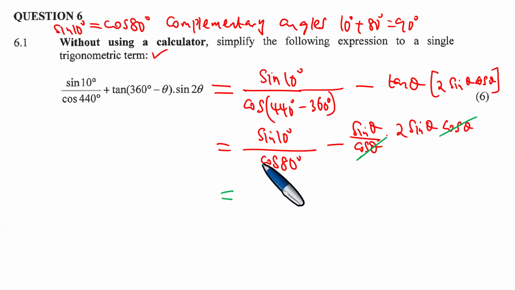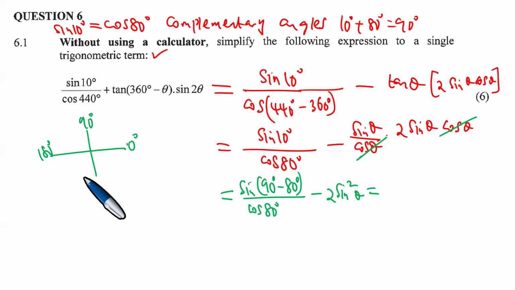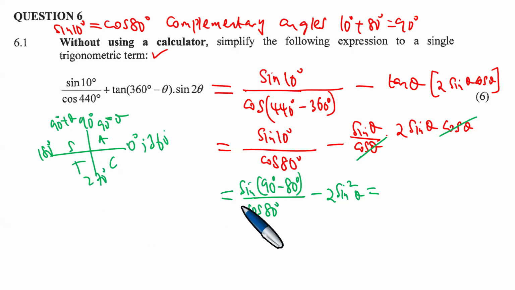So for a kid who does not know that the sine of 10 is cosine 80, the kid can write the sine of 10 as sine of 90 degrees minus 80 degrees, divided by cosine 80 degrees, minus 2 sine squared of theta. Now the 90 minus is in the first quadrant, because if you have 0 degrees, 90 degrees, 180 degrees, 270 degrees, 360 degrees, and you have 90 minus theta, and then 90 plus theta, the 90 minus is actually in the first quadrant, in which by the CAST rule, all the trig ratios are positive, so it's going to be positive.